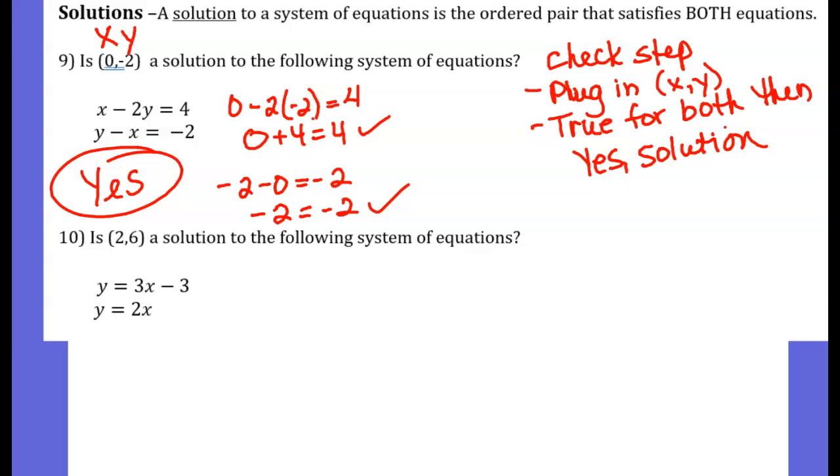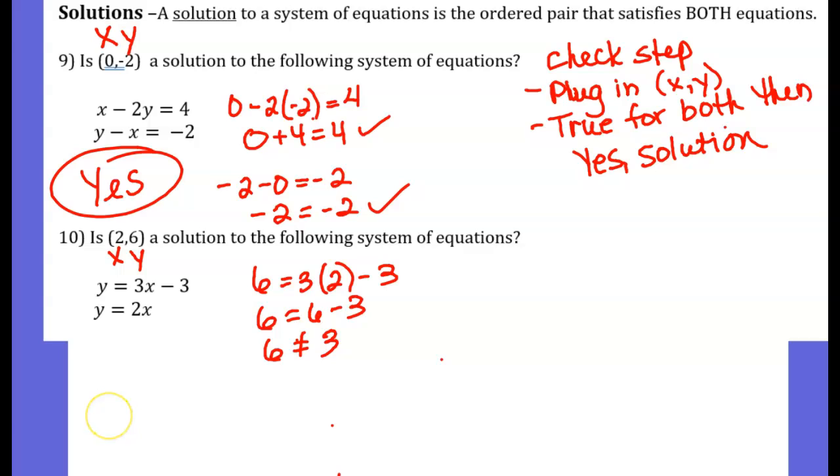Now the second one, when I plug in (2, 6), remember this is my x and this is my y, we get 6 is equal to 3 times 2 minus 3. 6 equals 6 minus 3. 6 does not equal 3. So that's going to be a no. We don't even have to do the second one. So this one is not a solution.